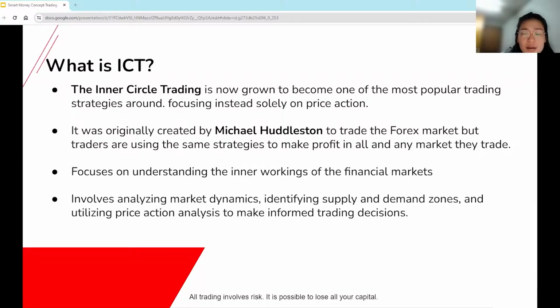Now let's talk a bit about ICT and what we mean by it. Inner circle trading, which was originally created by Michael Huddleston to trade the forex market, uses the same strategies to profit in all and any market that they trade, and focuses on understanding the inner workings of the financial markets. So it involves analyzing market dynamics. You can see it's pretty similar to SMC: analyzing market dynamics, supply and demand zones, utilizing price action analysis.